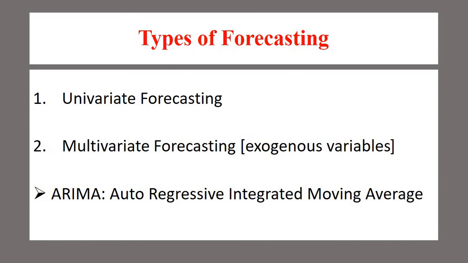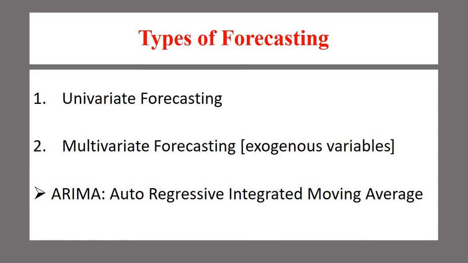There are two types of forecasting: univariate forecasting and multivariate forecasting. In univariate forecasting, we use the previous data to forecast future trends. But in multivariate forecasting, variables outside of the model affect the model. So we have exogenous variables here, and it is multivariate forecasting. Here, we are going to apply ARIMA time series forecasting.